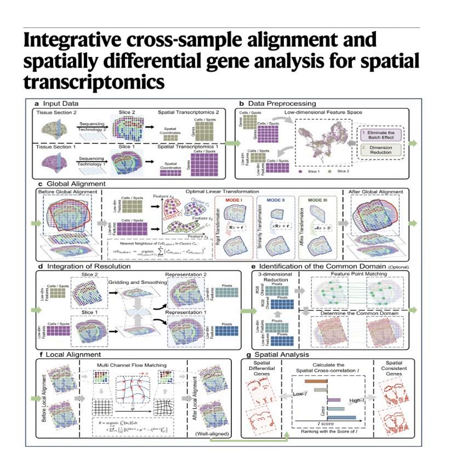Today, our mission is to unpack this revolutionary new computational framework called CODA. That stands for Integrative Cross-Sample Alignment and Spatially Differential Gene Analysis. Quite a mouthful, I know. Yeah, it really is. And to understand why CODA is sending shockwaves through the biological community, we first need to look at how we currently study genes.